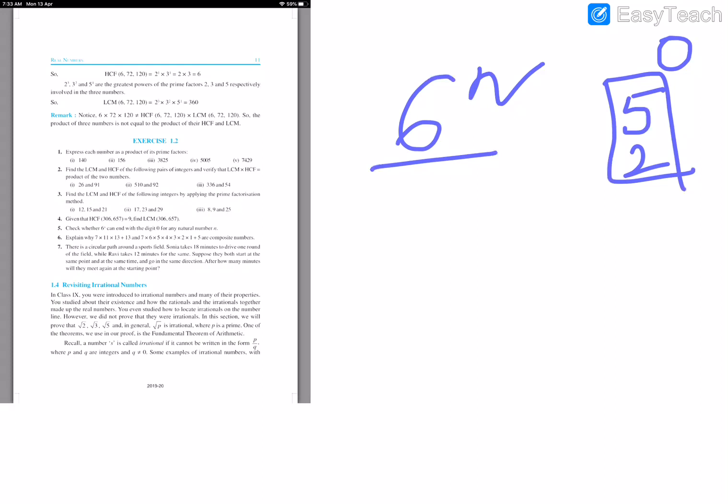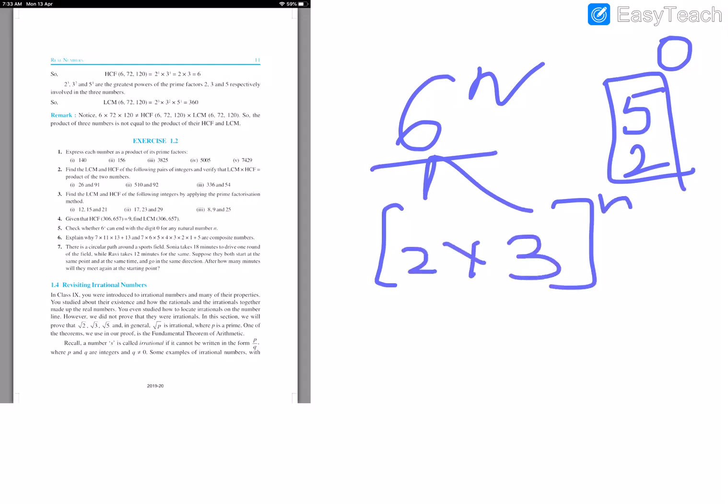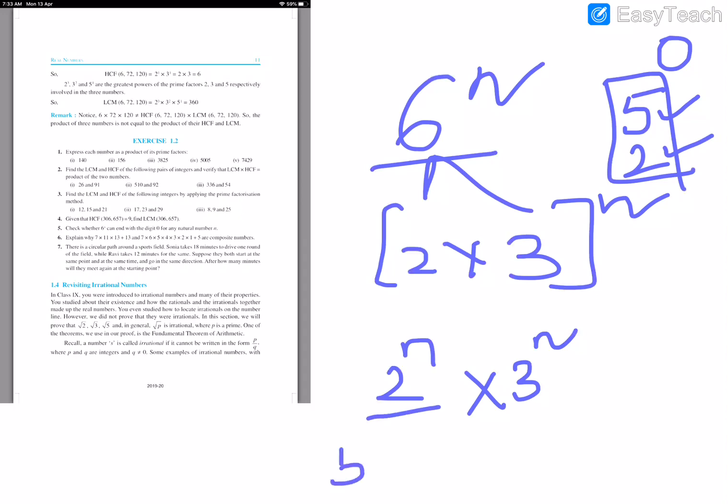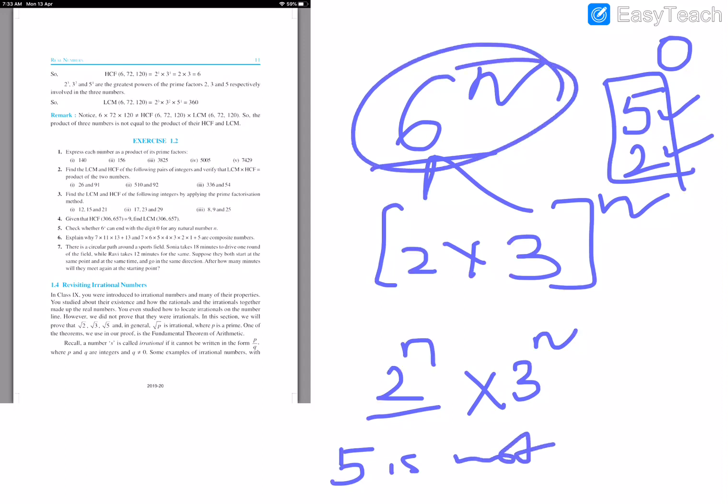So let us see, in the expansion of 6 power n, 6 can be written as 2 into 3 and whole power n. So what is the prime factorization of this number? 2 power n into 3 power n. In this prime factorization, 5 is not there. So we write, since in its prime factorization 5 is not there, 6 power n is not divisible by 10, and it will never have 0 in its ones place. That is how we are going to answer that.